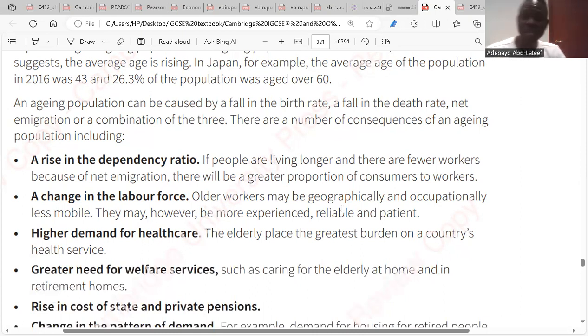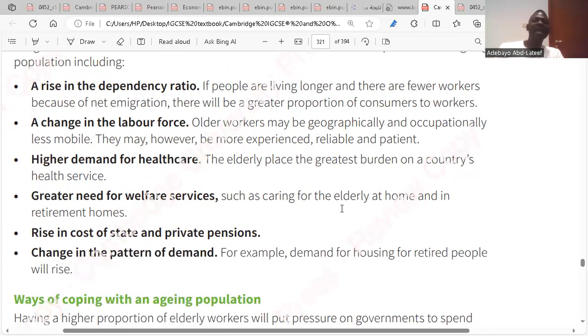The second point, a change in the labor force. Older workers may be geographically and occupationally less mobile. They may, however, be more experienced, reliable, and patient. The problem is about labor mobility. Because they are aging, they might not have the flexibility to move from one geographical location to another. Or they might not be able to do some jobs. As a result, it affects the working environment. But you won't take it away from them. They still have experience and they can be patient because of their old age. You get the point?